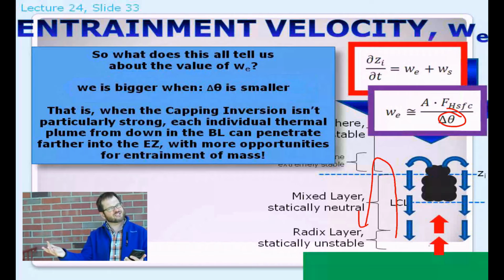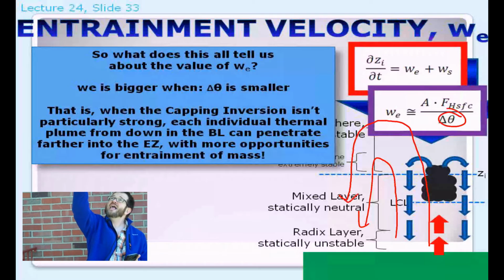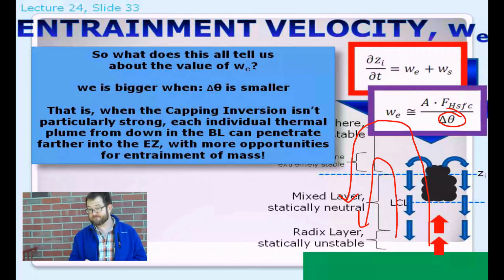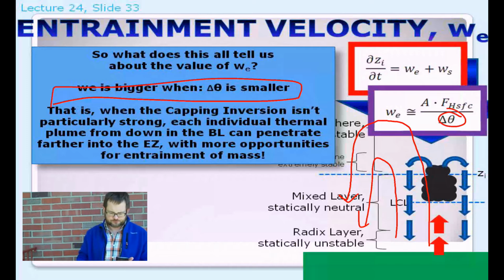If the entrainment zone isn't really all that stable, if delta theta really isn't all that big, those air parcels might be able to punch way through the top of the boundary layer, and slowly turn around and return to the boundary layer. And all that time that they hang out above Zi is an opportunity for more mass to entrain into them. So, the weaker the cap of the boundary layer is, the more mass can entrain across it.